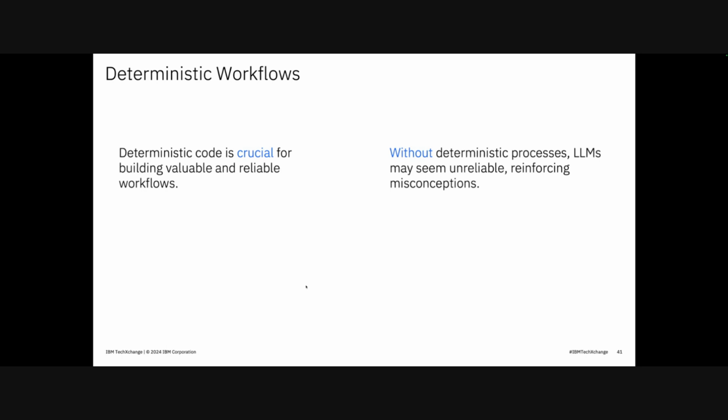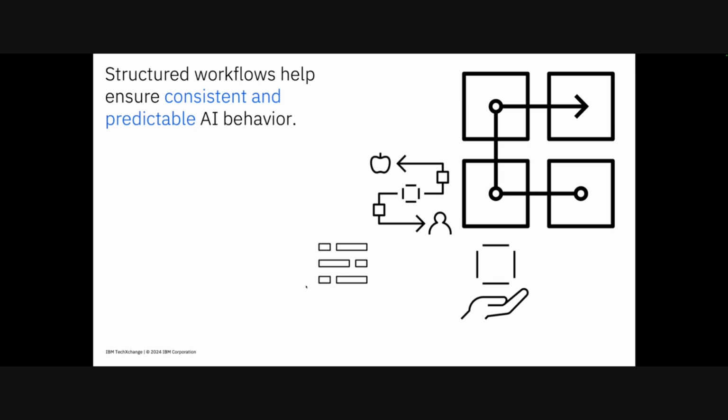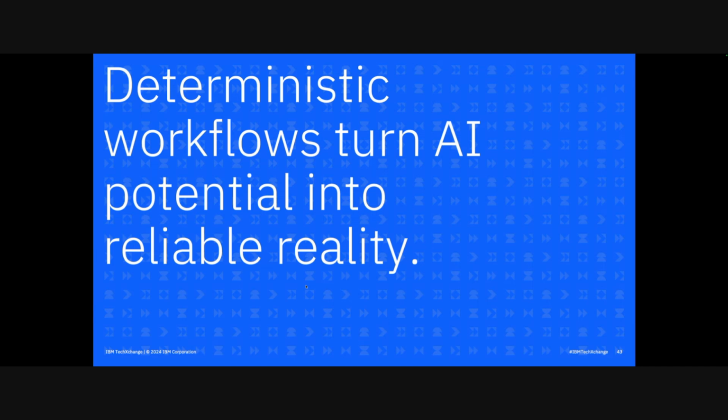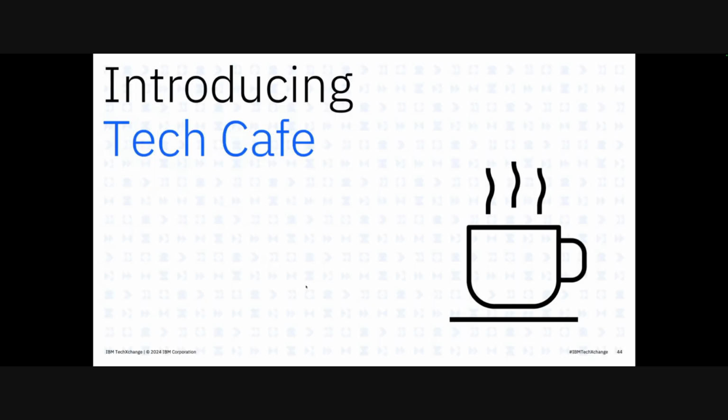And everything processes nicely. Ultimately, if we don't have deterministic processes, for the most part, LLMs just might seem unreliable, and it will just reinforce those misconceptions that LLMs are only good for chatbots and summarizing documents. So let's keep things structured, consistent, and predictable. Deterministic workflows really turn our AI potential into a reliable reality.